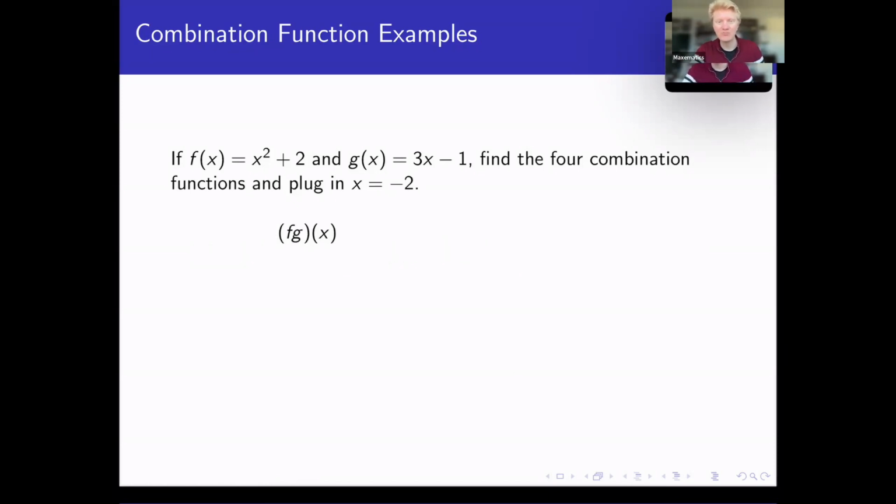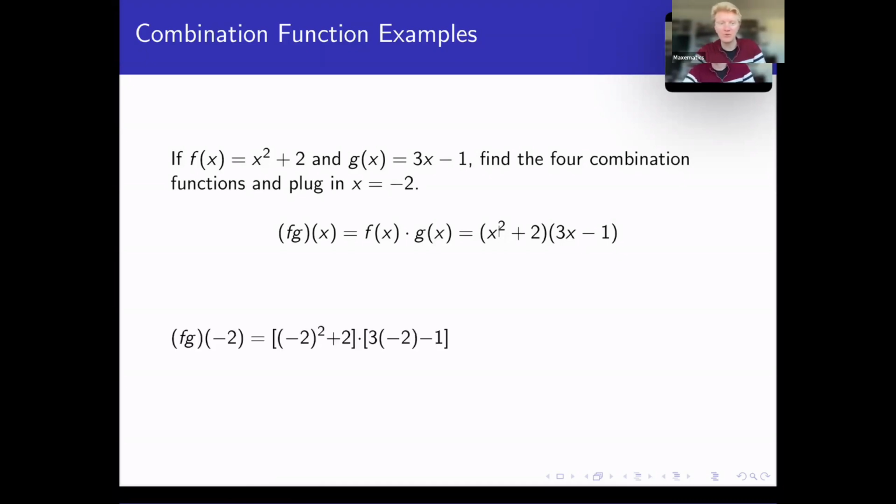Okay, f times g of x, f of x times g of x. Take these things, multiply them together. You know what? Don't even bother. This is actually nice and factored for us already. So let's just go right for plugging in negative 2.